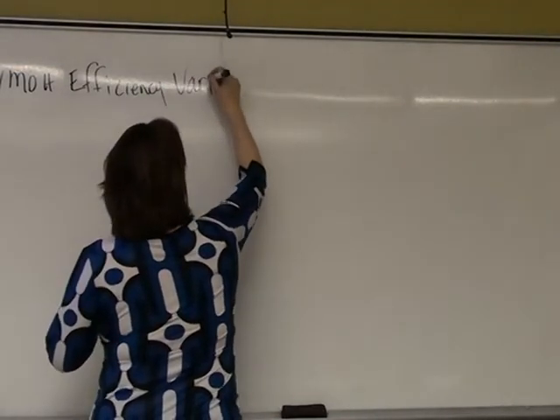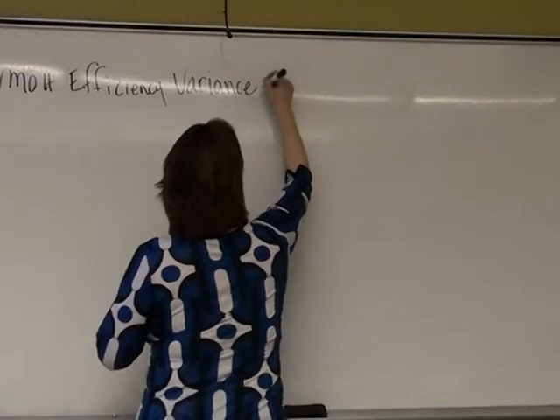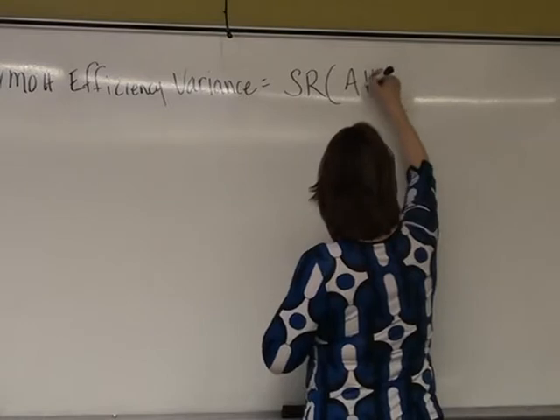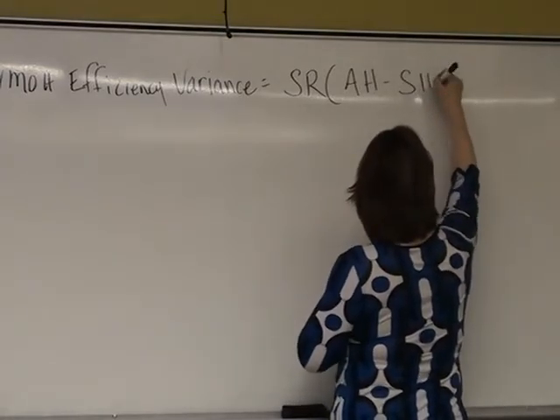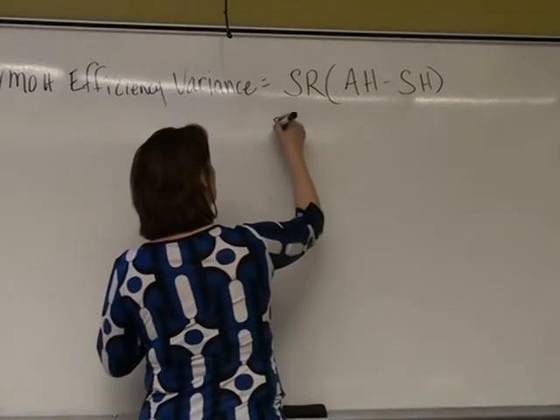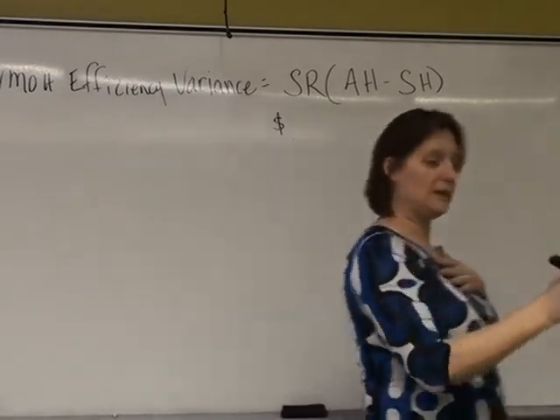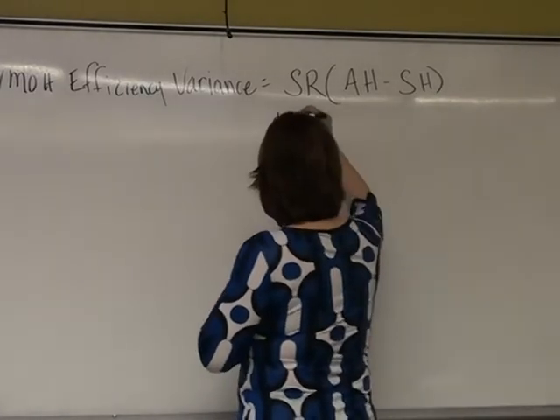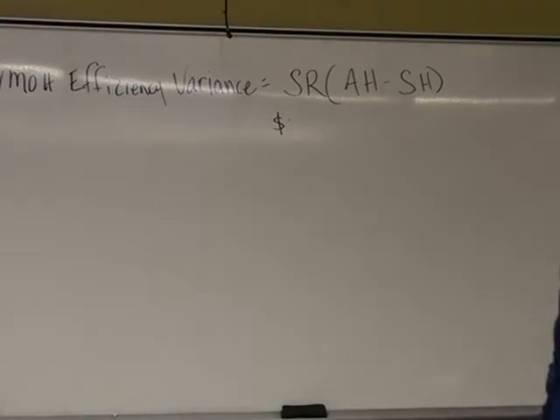Let's see if I can do this one right. Is it the standard rate times the actual hours minus the standard hours? So the standard rate was $2, is that right? Yeah. Is that the standard rate for the overhead? Variable overhead. Okay, good. Directly per hour. Thank you.